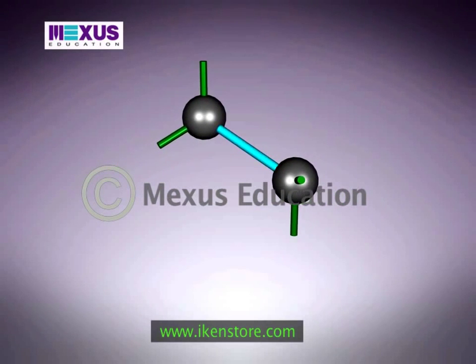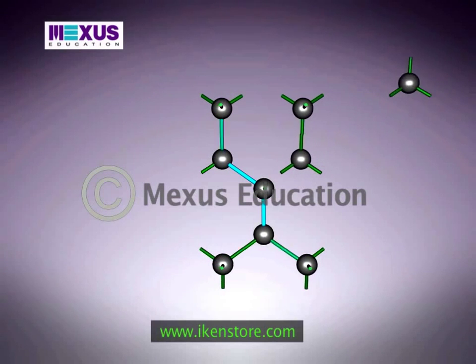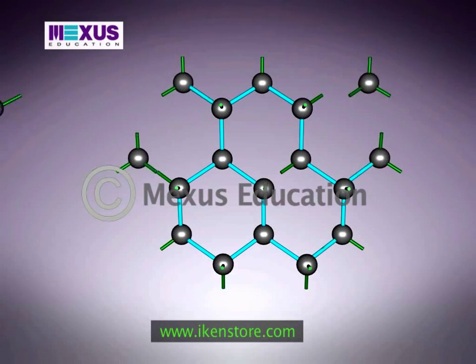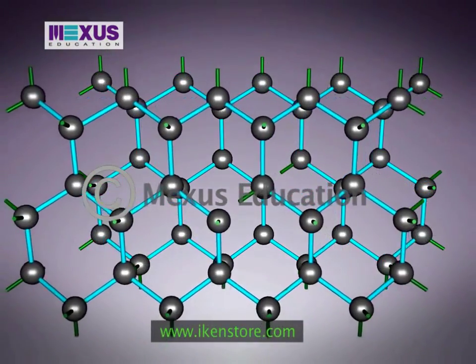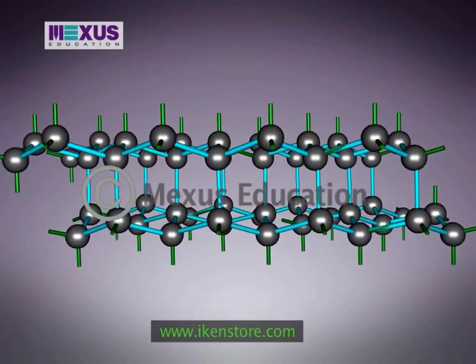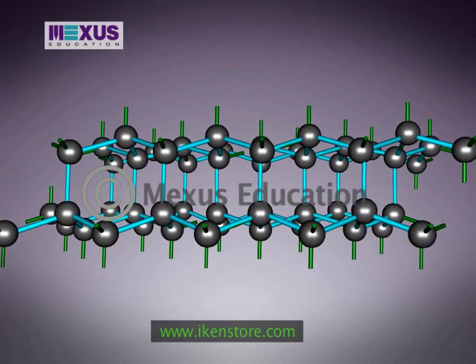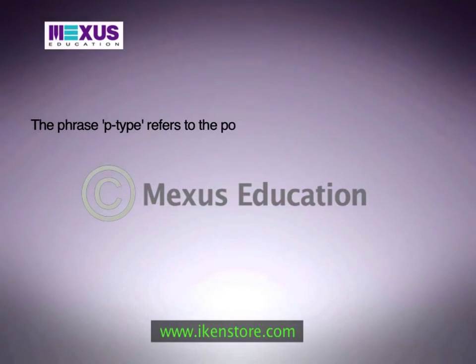P-type semiconductors. If a small amount of trivalent impurity is added to an intrinsic semiconductor, only 3 covalent bonds are formed, and there exists a vacancy in the 4th bond, creating a hole. This type of semiconductor, where positively charged holes are the current carriers, is known as P-type semiconductor. The phrase P-type refers to the positive charge of the hole.